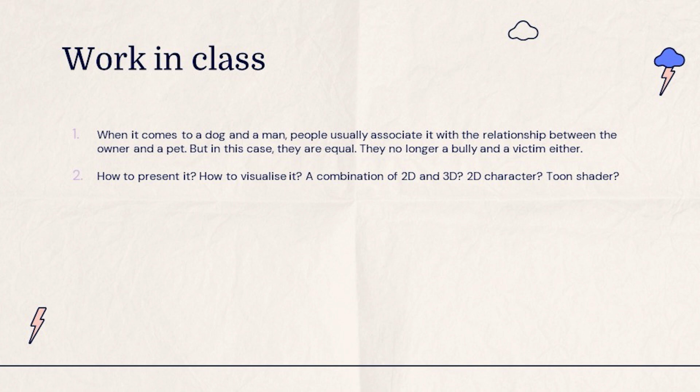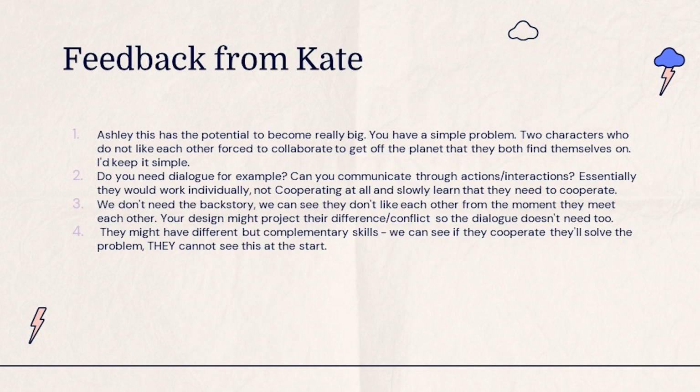They indicated that when it comes to a dog and a man, people usually associate it with the relationship between the owner and the pet. But in this case, they are equal. They are no longer the bully and the victim either. Also, how to present it, how to visualize it. Is it a combination of 2D and 3D?